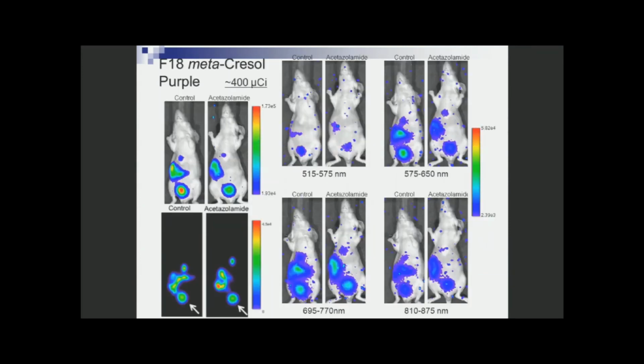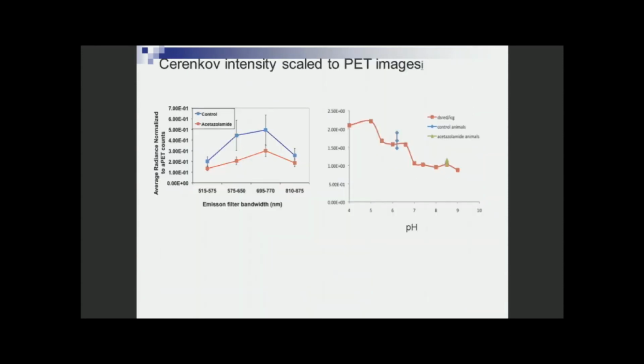And when we look at the different bandwidths of emission, this is the open that we saw before. We can see that, as expected, the greatest change in emission is going to be in the range where we have the maximum absorption. And you can plot that up, and you can see that, again, the greatest attenuation of the Cherenkov radiation is in the 575 to 650 nanometer region. And if you take that data and you plot it back on the pH curve, you can see that we're getting a reasonable estimate of pH from the Cherenkov data.